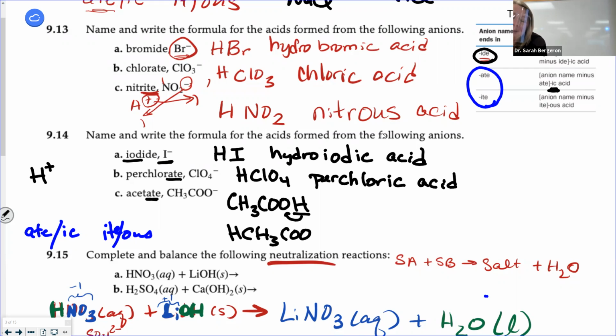So how would I name it? Take everything that's not the ATE, so ACET. And then what do I put on the end? ATE becomes IC. So acetic, and then what do I have to say? Acid, acetic acid, right? Not too bad.